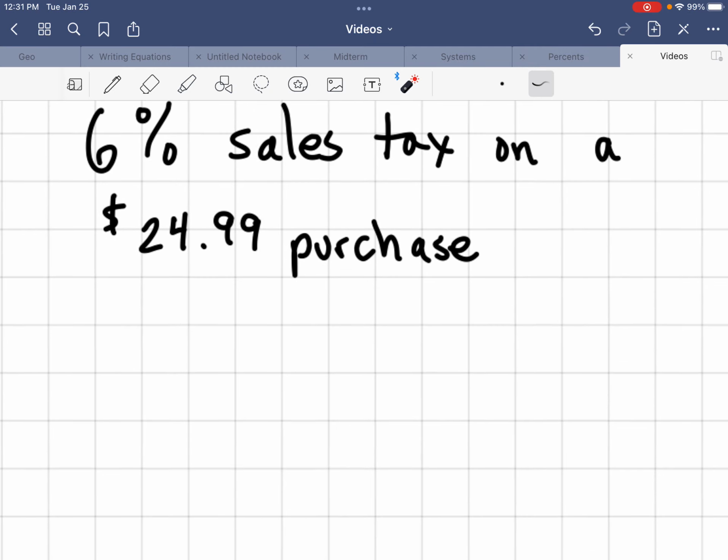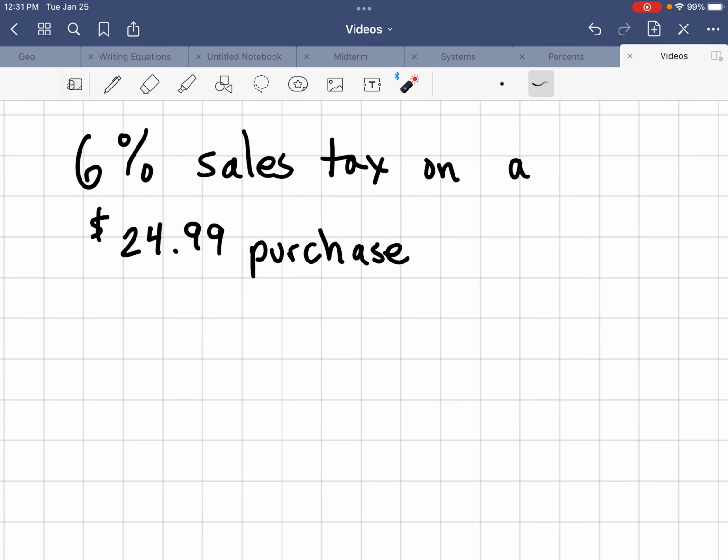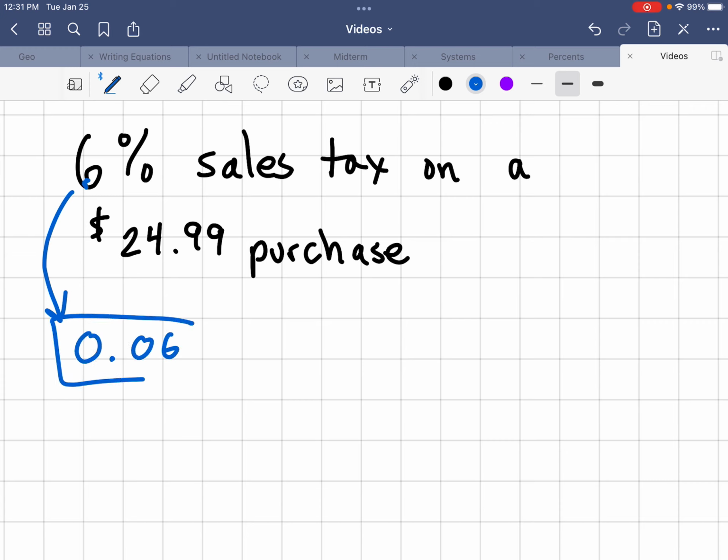When we look at a percentage of a monetary purchase, we're going to do the same thing. So 6% is 0.06 as a decimal. Again, just taking the decimal that you can't see and moving it 2 places, therefore adding a 0 in front of the 6. And we're going to multiply that by 24.99.